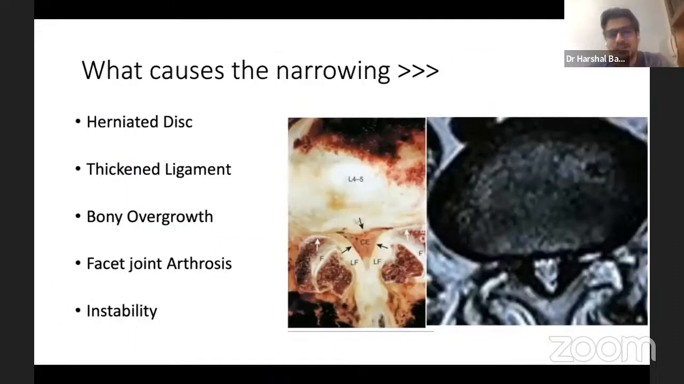What causes the narrowing? Who are the culprits? Herniated discs, thickened ligaments, bony overgrowth, facet joint arthrosis, hypertrophy, and osteophytes, and ensuing instability worsens this narrowing. So these are the common culprits, and you can see in this axial cut, there's a central canal which is narrowed because of a thickened ligamentum flavum, a facet joint, and also the compression in the lateral recess by the facet, as well as contributions from the disc.